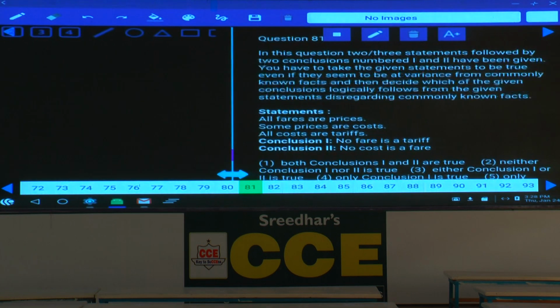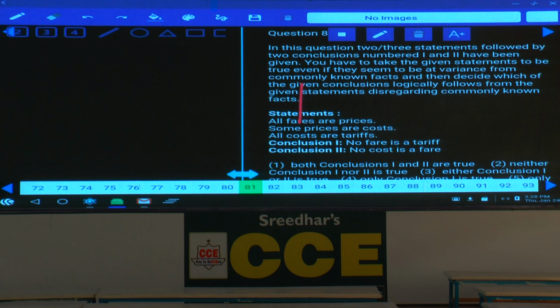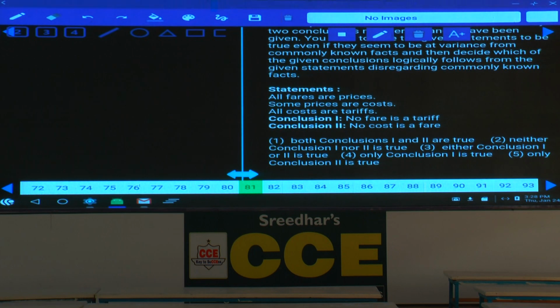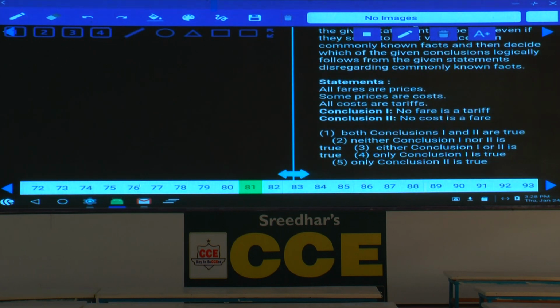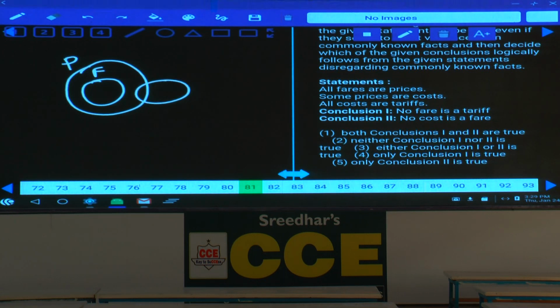Now in this question numbers 81 to 85, these questions are based on syllogisms, 3 statements followed by 2 conclusions. Now first statement, all fares are prices. First we are drawing the basic diagram. All these fares are prices. Some of the prices are cost. This is the basic diagram. And all costs are what? All these costs are tariff. All fares are prices, some prices are cost and all costs are tariff.